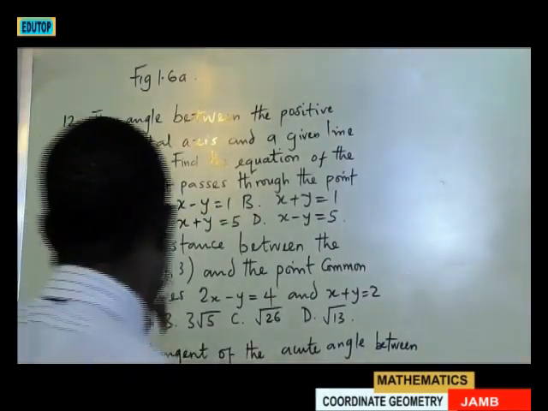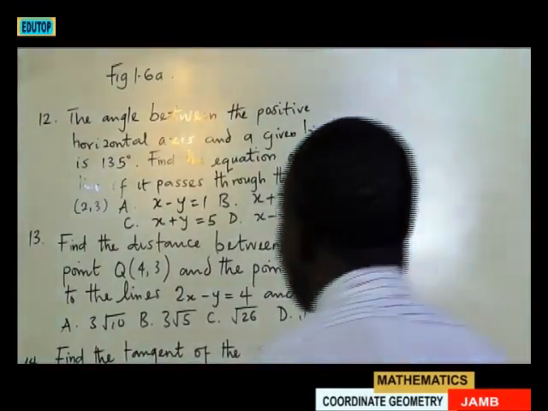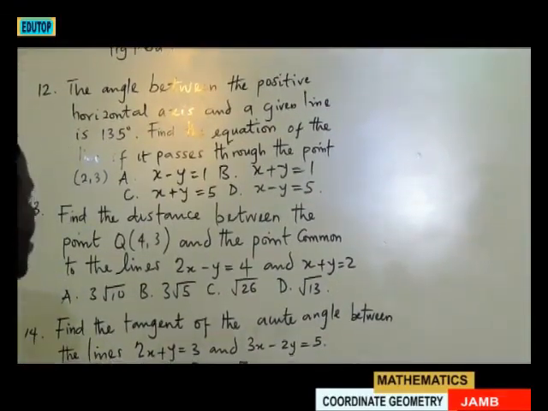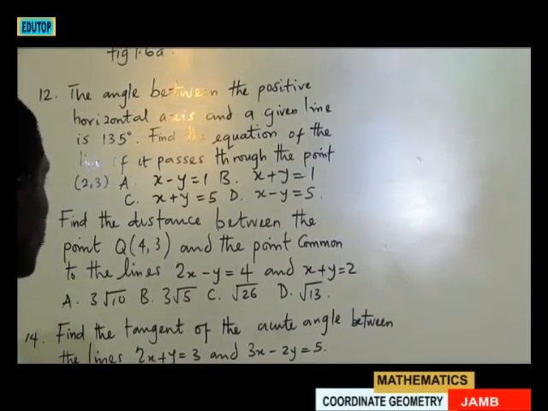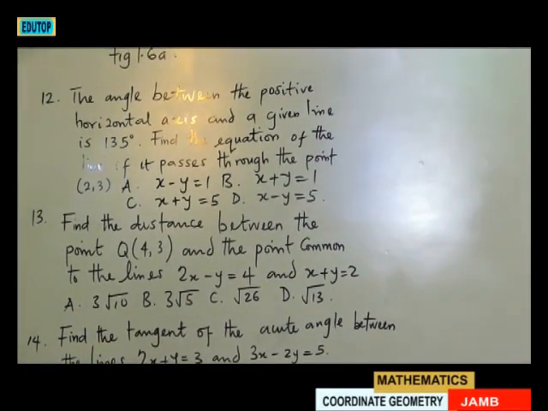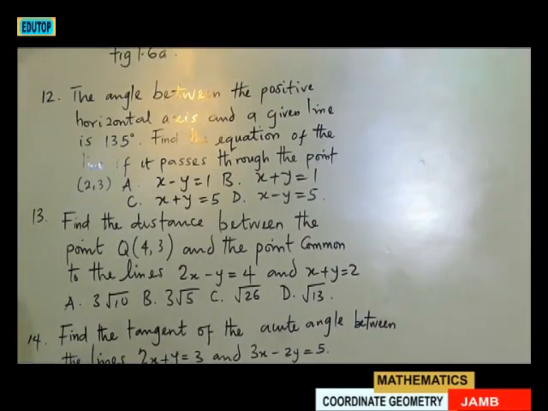Question 12 of figure 1.6a. The angle between the positive horizontal axis and a given line is 135 degrees. Find the equation of the line if it passes through the point (2, 3).